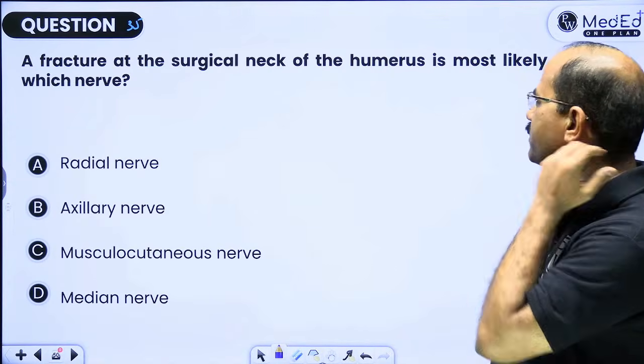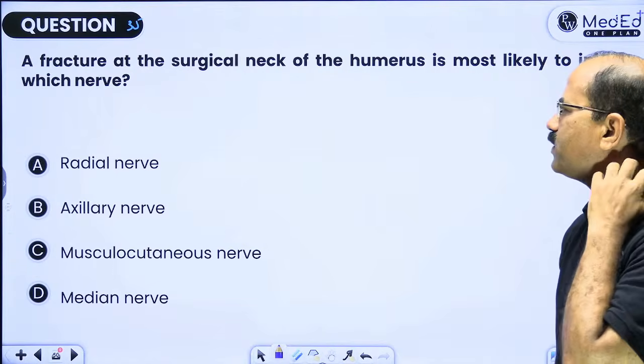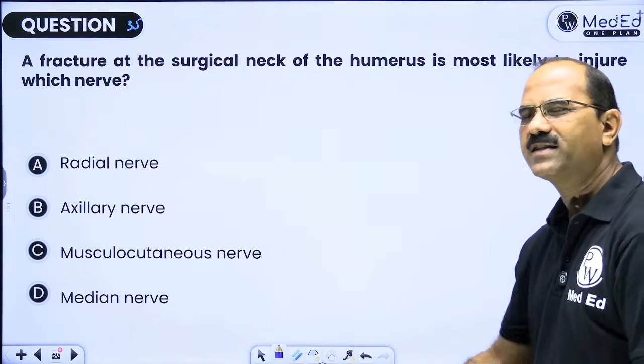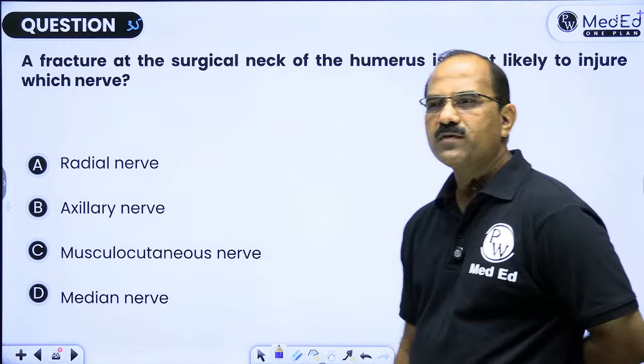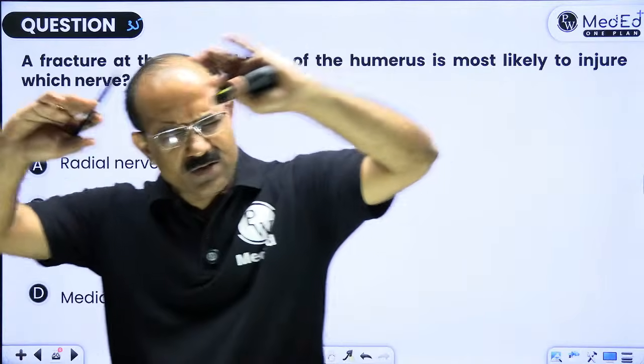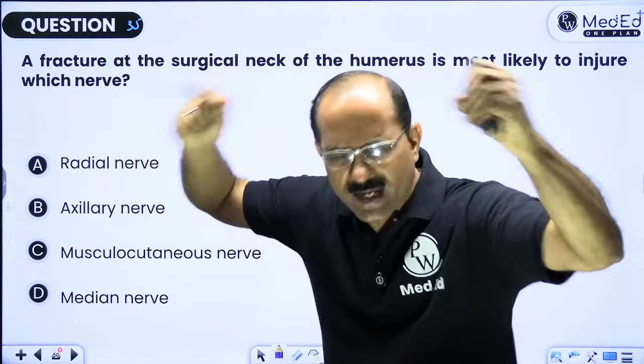A fracture of surgical neck of humerus is most likely to injure which nerve? Come on, answer this. This is easy. Surgical neck of the humerus. Which nerve is injured? Come on, students. Some last 4-5 MCQs are left. Put some energy and answer.